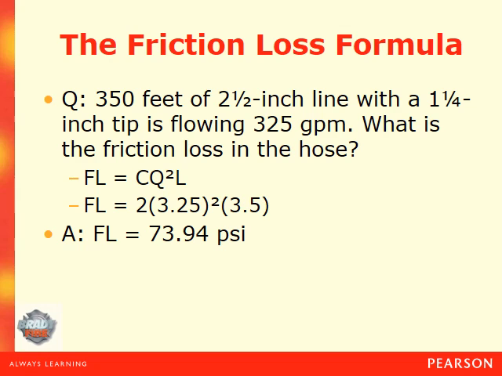Again, our friction loss formula is our coefficient, and getting our coefficient off of that chart is 2. Then we take our Q, which is our gallons per minute, again divided by 100, so that gives us 3.25 squared, and then we multiply that times the hose. So again, 3.25 times 3.25, and then times 2, and then times 3.5, gives you 73.94 pounds per square inch, or basically a friction loss of 74 psi.